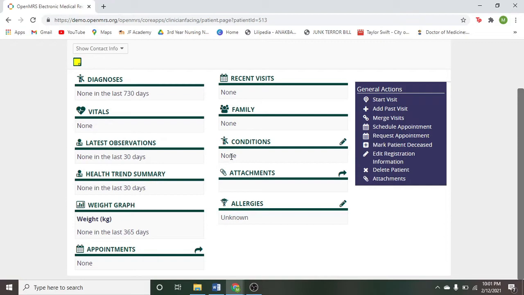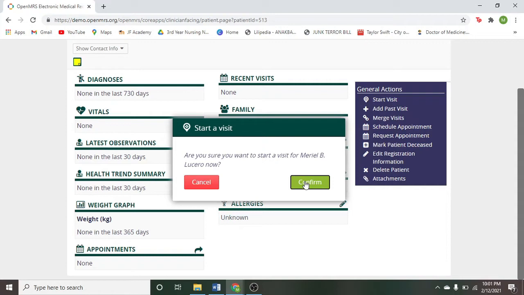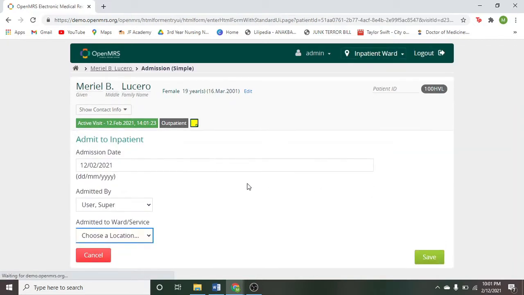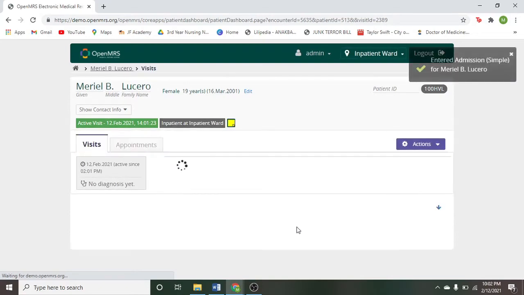After checking, confirm the submission to proceed to the next step. And then, start the visit and confirm. Click the Admit the inpatient for this purpose. So I have scheduled you for inpatient ward, so kindly wait for your turn to be called, and in the meantime, kindly go to the front station to check your vital signs and other necessary assessments. Thank you.